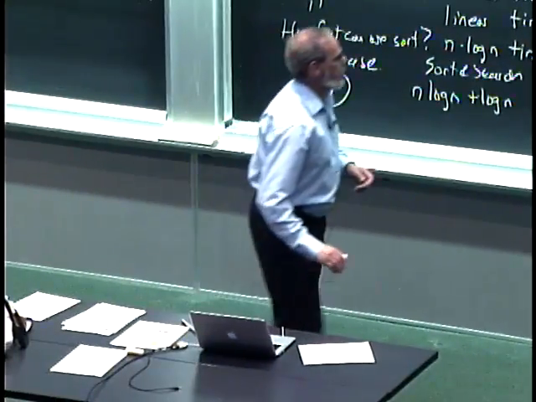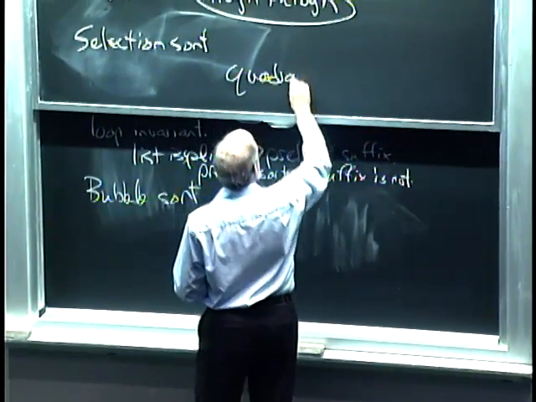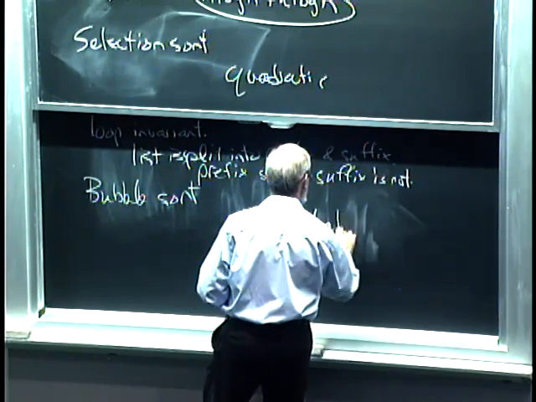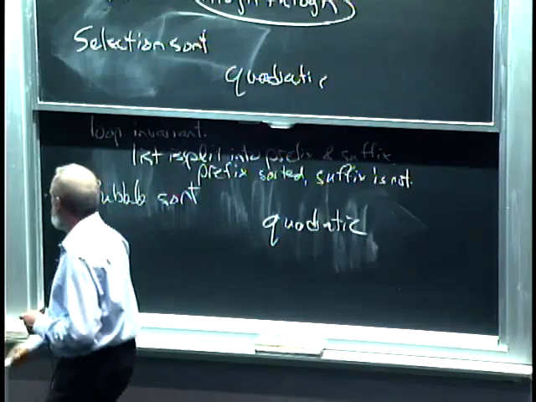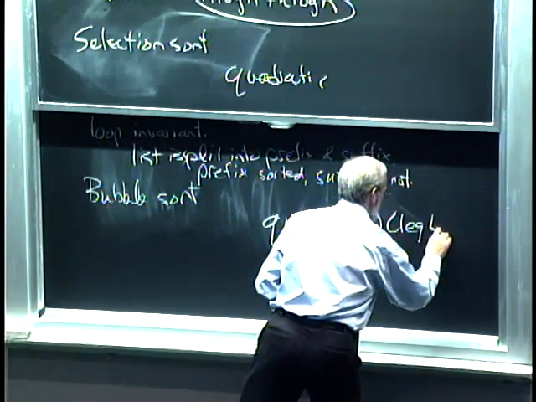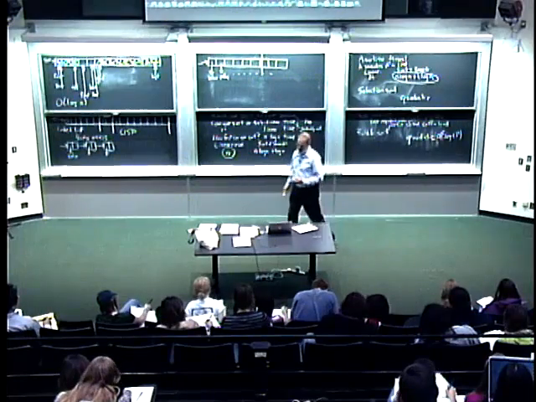Okay, so this is again an example. This was quadratic. And this one is quadratic. And just to write it out, this is order the length of the list squared. Just to make it clear what we're actually measuring there.